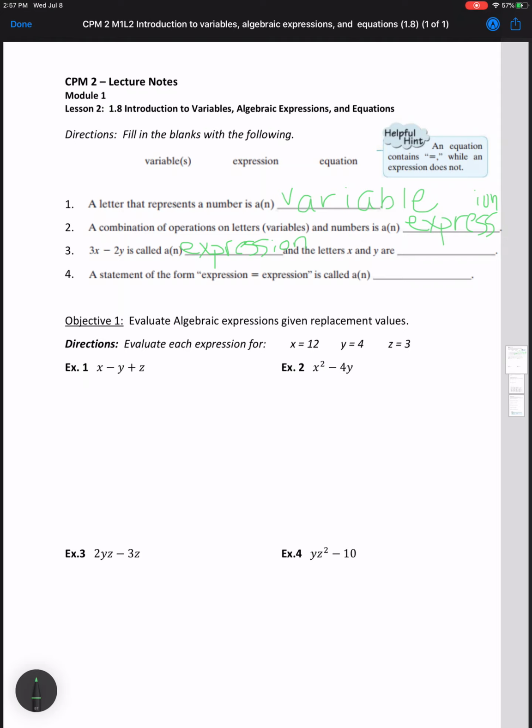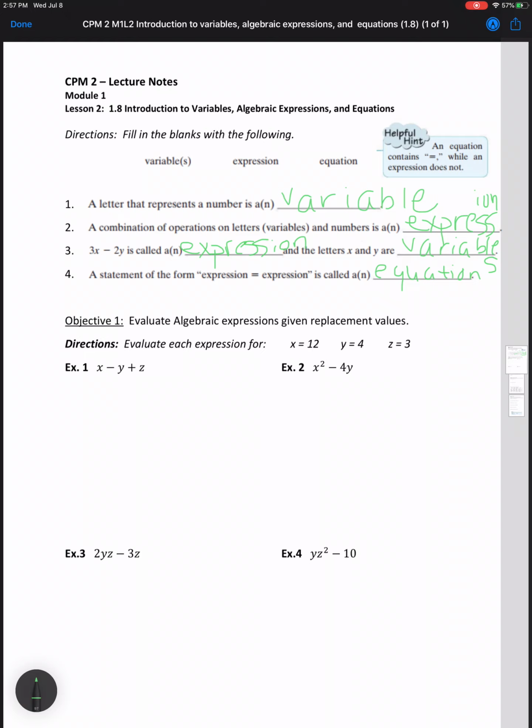Finishing number 3, the letters are called variables. So the x's and the y's are just your variables, your letters. Number 4, a statement in the form of an expression equals an expression is called an equation. As we go through this lesson, you'll notice the similarities between expressions and equations is they both have numbers, they both have letters, they both can have pluses, minuses, but the difference is equations have equal signs, expressions do not.